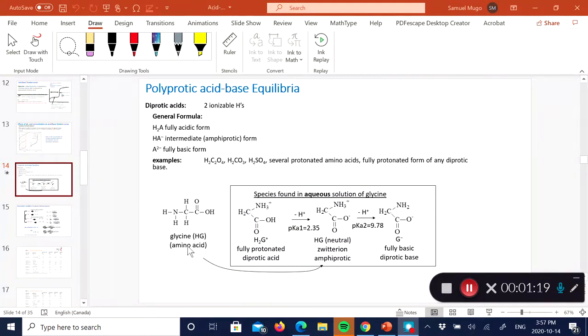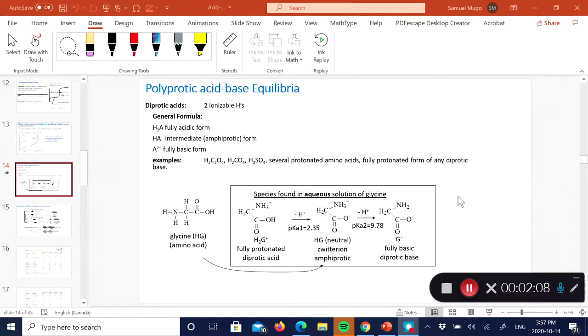A good example is glycine, the smallest molecular weight amino acid that makes up different types of proteins. And you can see that it's got a hydrolyzable proton, but also, if it's protonated in this form, then it's a diprotic acid. You can lose one hydronium ion, and the pKa1 is 2.35, and also you can lose a hydrogen from the protonated amine group, and the pKa2 is around 9.78 to get the fully deprotonated base.